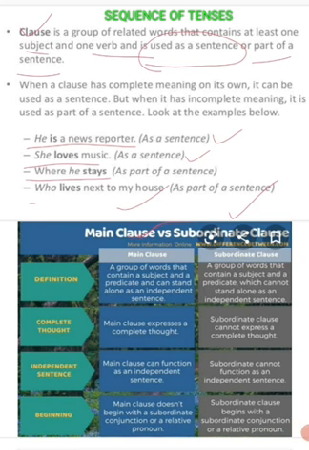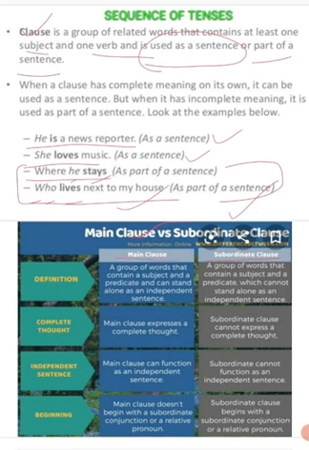Where he stays. Who lives next to my house? In both these sentences you can check: where he stays. So he is the subject, stays is the verb. Who lives next to my house? Now see, who here refers to some person, lives here is the verb. So in both these sentences, these are clauses, but these can act only as a part of a sentence, and the clauses which act as a part of a sentence are called subordinate clauses. And the clauses which can act as a sentence are called main clauses.